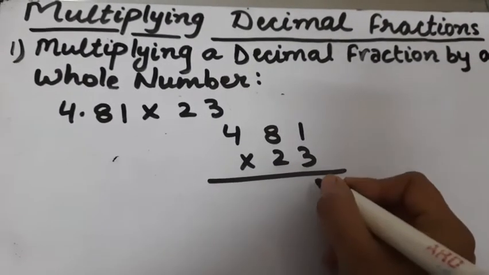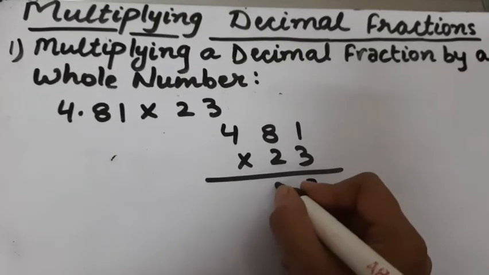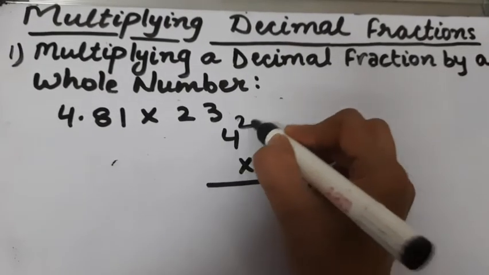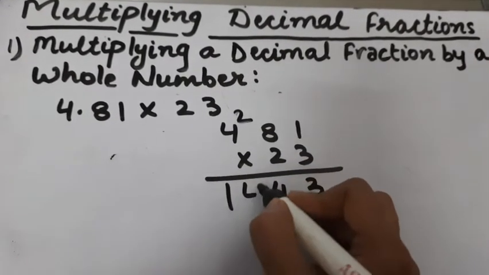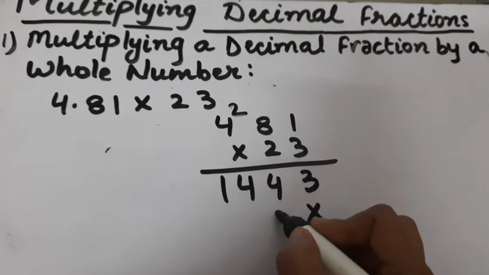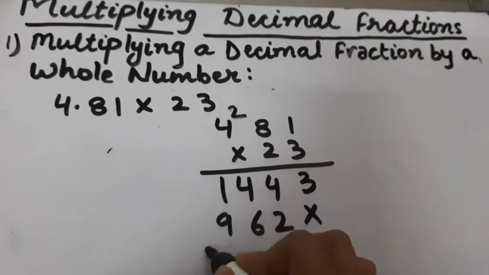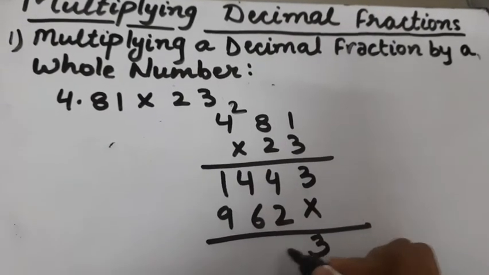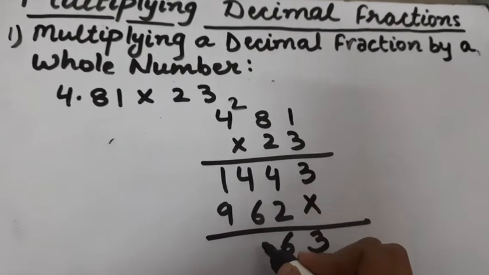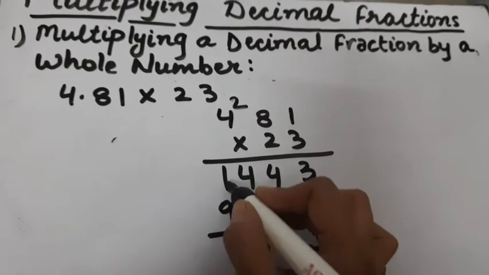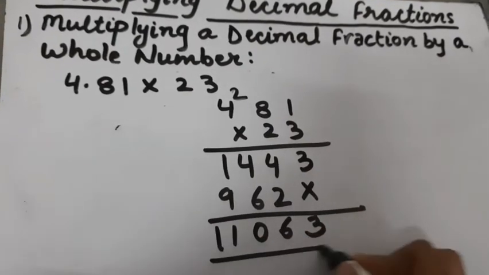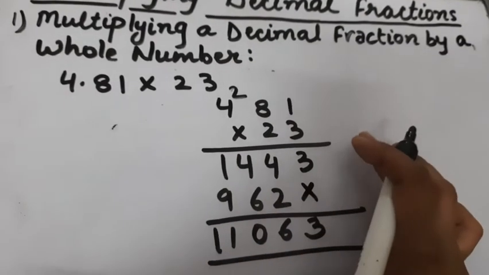Okay, 3 ones are 3, 3 eights are 24, 3 fours are 12, plus 2 is 14, 2 ones are 2, 8 twos are 16, 4 twos are 8 plus 1, 9. Now add this: 3, 4 plus 2 is 6, 6 plus 4 is 10, 9 plus 1 is 10, plus 1 is 11. Okay, same as we do in whole numbers.